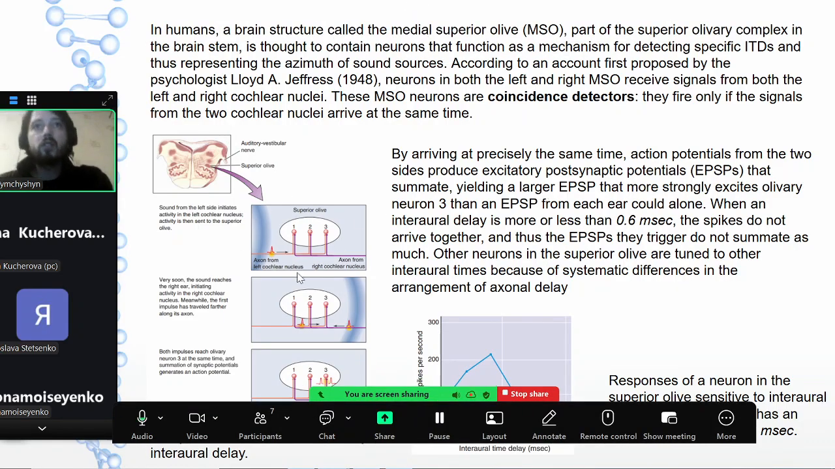So here is one more interesting thing. That's a sort of coincidence detector. So here you see the superior olive. Here you see different neurons, and these neurons, they get some inputs from the left and from the right cochlear nuclei.